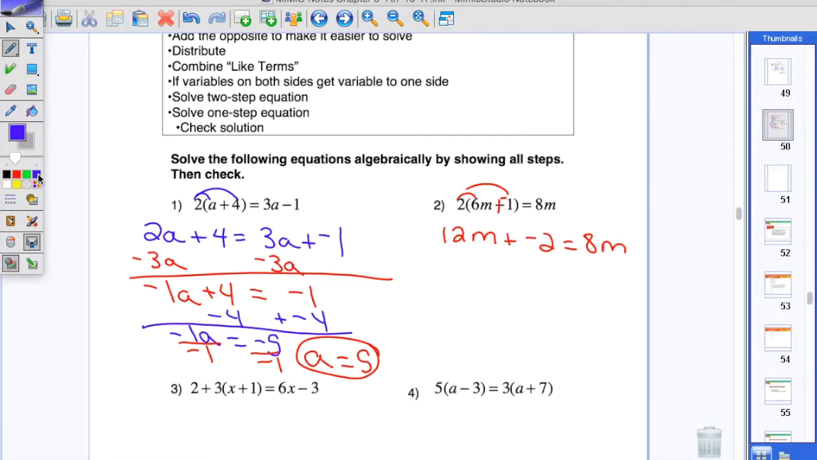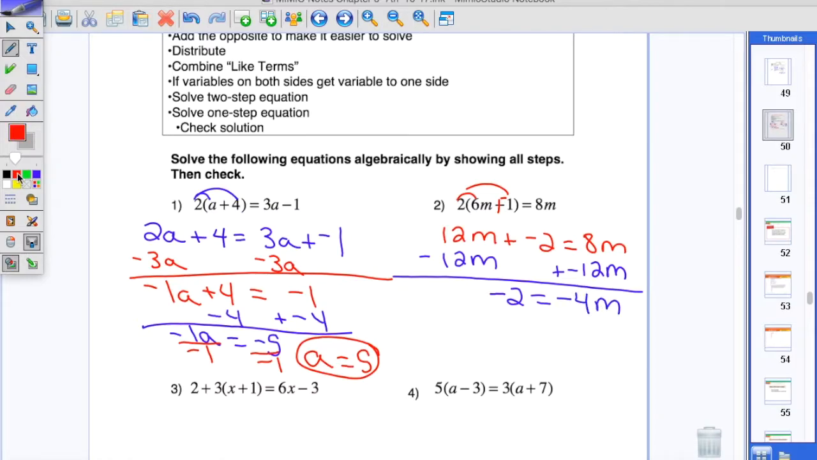Whenever you have a variable by itself, you always want to get rid of the one that has a number attached to it. So we're going to subtract 12m from both sides. So the 12m's cancel out, bring down our negative 2, and then over here we can change subtraction to add in the opposite. So we have 8 plus a negative 12m. So we take the sign of the larger number and subtract.